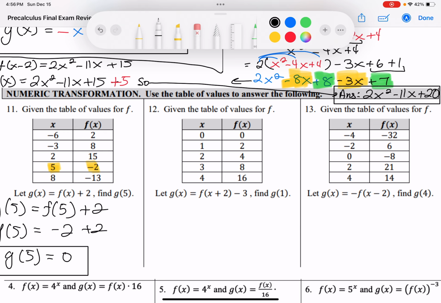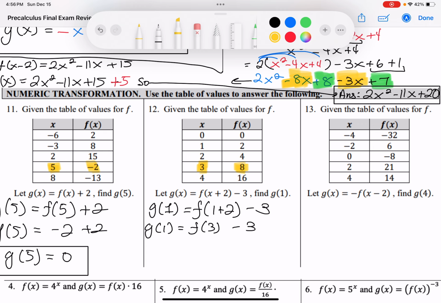Now, once again, we have a table for f, and it says g of x equals f of x plus 2. Then on the outside, it's minus 3, and you want to find g of 1. So g of 1 equals f of 1 plus 2, on the outside, minus 3. So g of 1 is equal to the value of f of 3, and then whatever that is, that's minus 3. F of 3 is 8, so that's going to be g of 1 equals 8 minus 3. G of 1 equals 5.